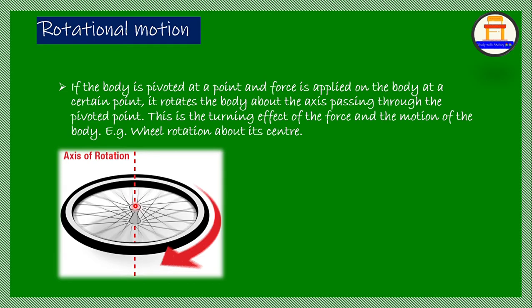You can see the body is fixed at this point and force is applied on the body at a certain point. You can see at this point force is applied. It rotates the body about the axis passing through the pivoted point. So this is the axis of rotation and it is rotating along the axis. Along the axis of rotation only it is rotating through the pivoted point itself. So this itself is known as turning effect of force of the body.